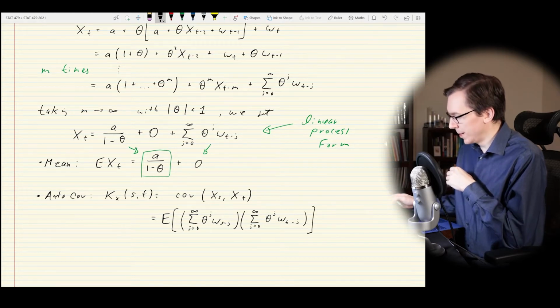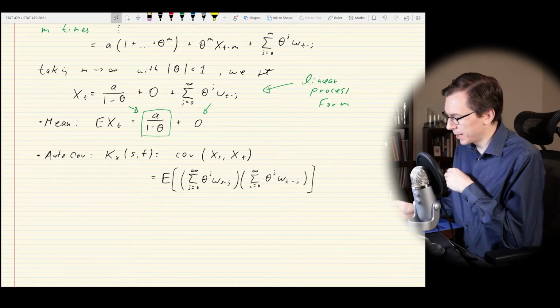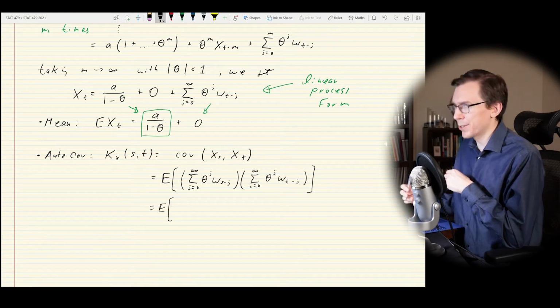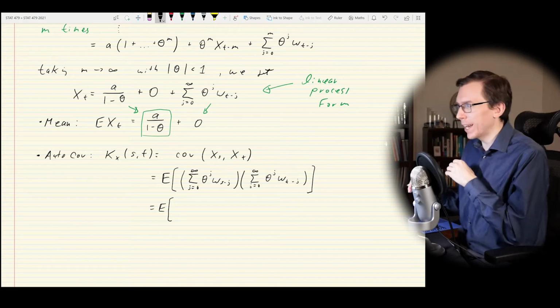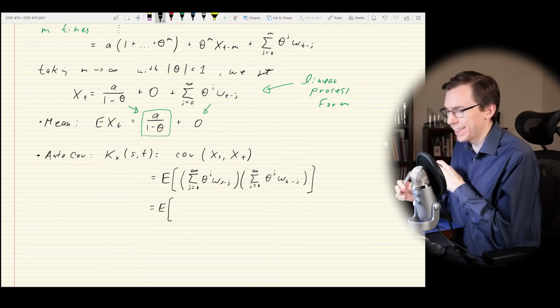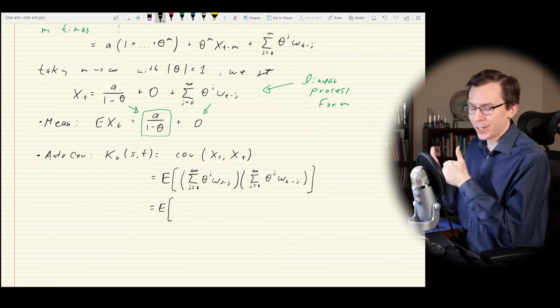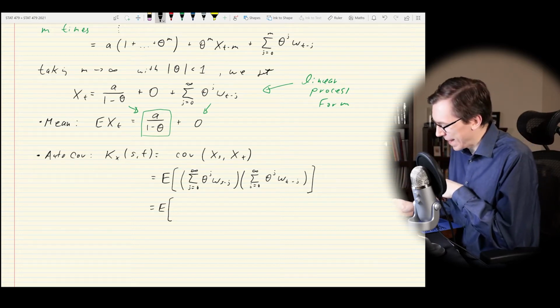All right. Well, when we have a product of two sums, we can write this as the product of all the terms. Again, if you're okay doing that for infinite sums, everything's convergent, since we assume that theta is less than 1, so it's all good to go mathematically.